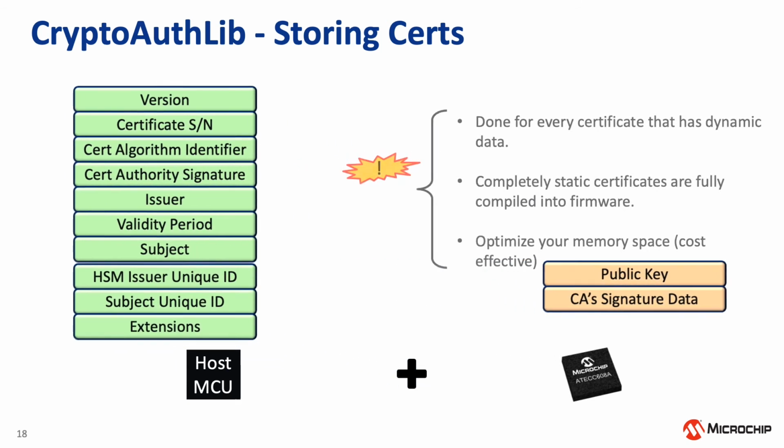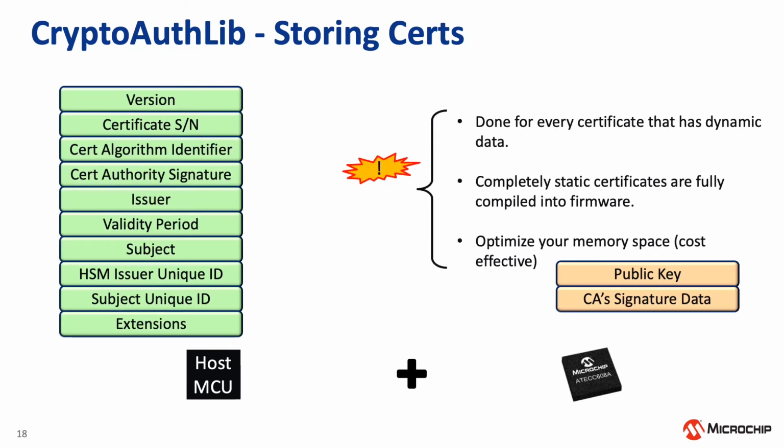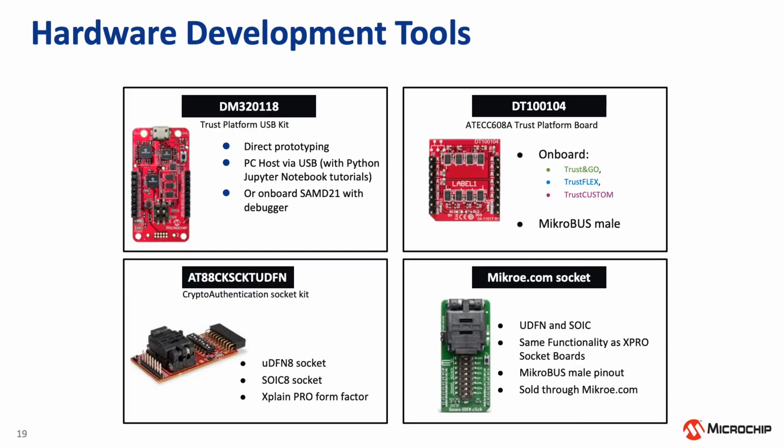It will basically split the certificate here, the dynamic data of the certificate, and that's what really is handled within the secure element, the public key and the signature. And that's why you can see from a memory space standpoint, you don't need to have a ton of memory in your secure element to handle a basic secure authentication to your cloud. So how do we start with this whole thing?